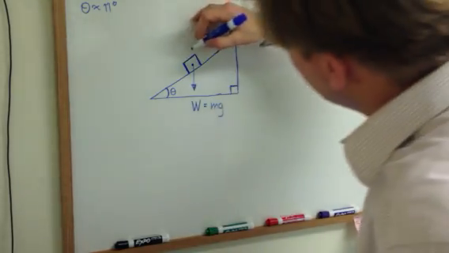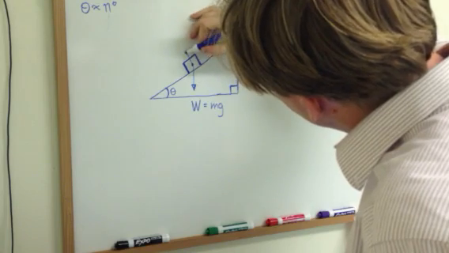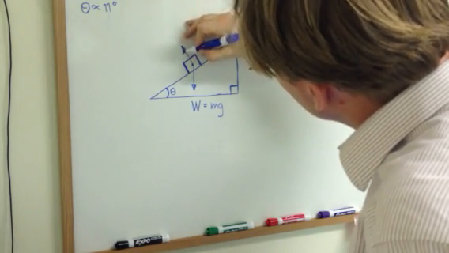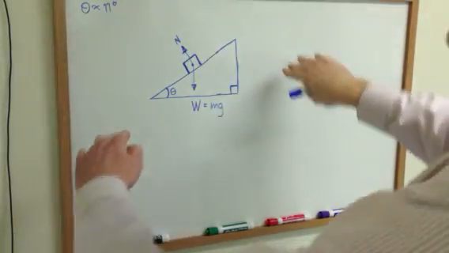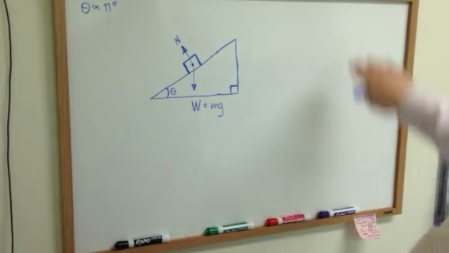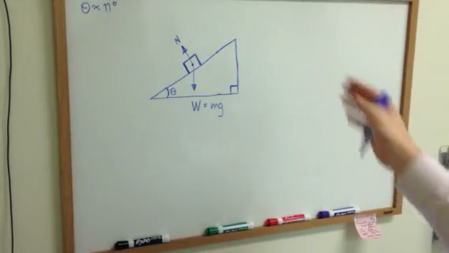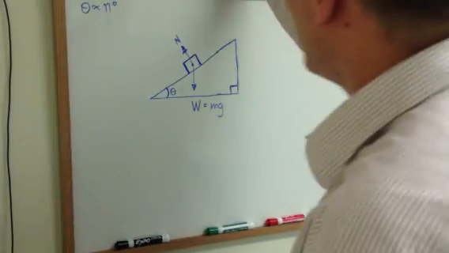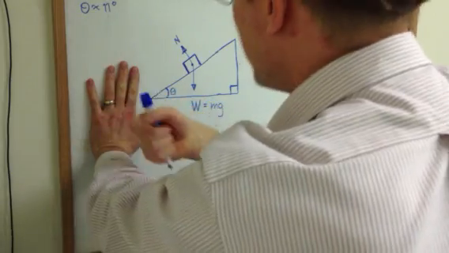The second thing that doesn't change is that there's a normal force perpendicular to the surface. Normal forces are always perpendicular to the surface. And if the surface is at an angle, the normal force is going to be at an angle. If the surface is flat, it's still going to be perpendicular and it'll be vertical. And I can push on this wall and the normal force will be perpendicular to the surface.